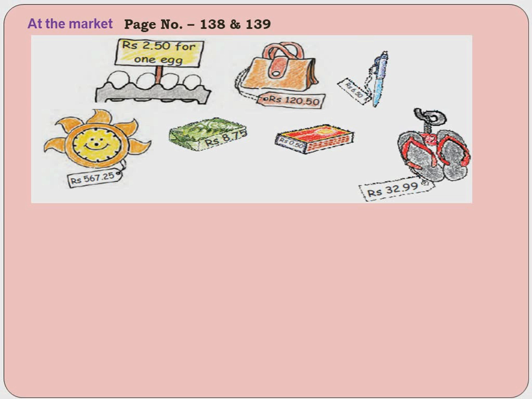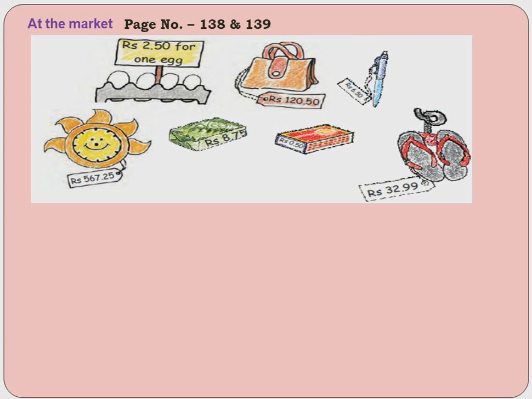Now, At the Market, page number 138 and 139. So at a market, the rates of a few objects are given here. The purse, matchbox, eggs, pen, everything is given here, and the rates are given. What is the difference you can find?